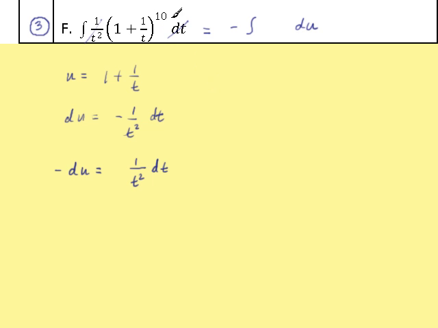And here we have u to the 10th. So we have a simple power now. Let's integrate, power rule. So add 1, we have u to the 11 over 11 plus c. And last step, just substitute back.